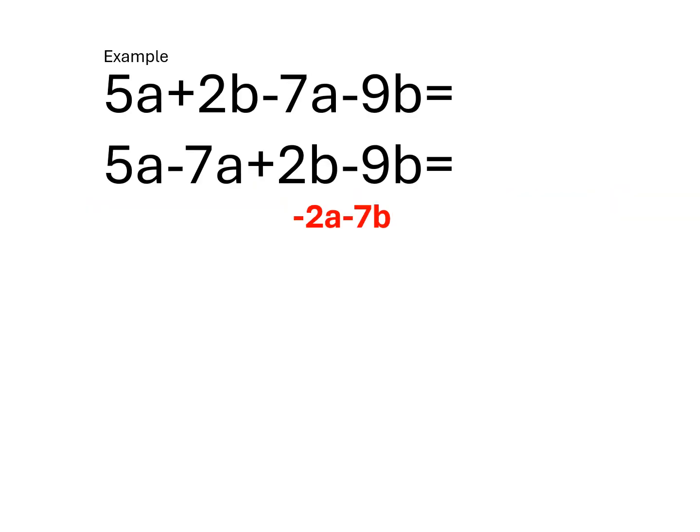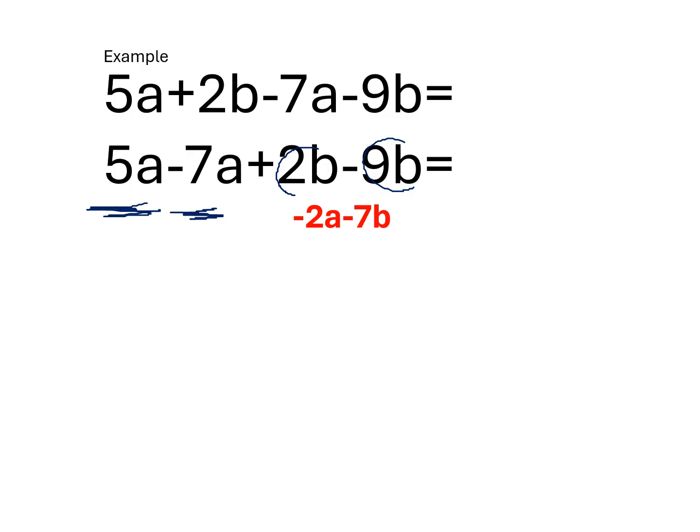Now look at this example: 5a plus 2b minus 7a minus 9b. What I did here is to group the like terms. Let me see what color I should use. Blue. I group the 5a and the 7a, which are like terms, and then the 2b and the 9b are like terms.